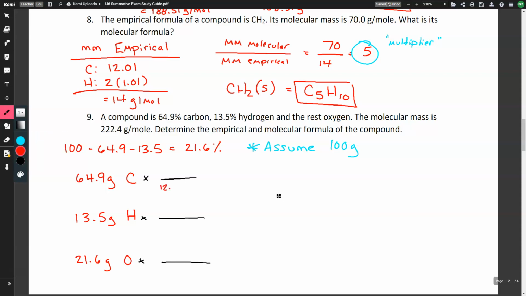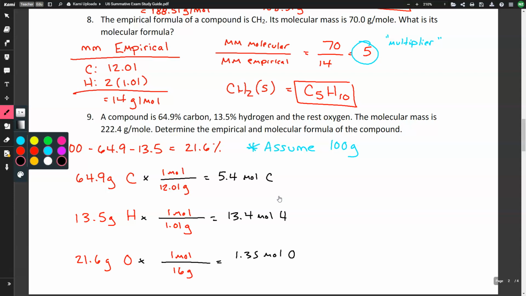Okay, carbon is 12.01 grams for every 1 mole. Hydrogen is 1.01 grams for every mole. Oxygen is 16 grams for every mole. Okay, so doing the math here, we get 5.4 moles of carbon. We're going to end up with 13.4 moles of hydrogen, and then 1.35 moles of oxygen. Our next step is to divide by the smallest number of moles, which is 1.35.